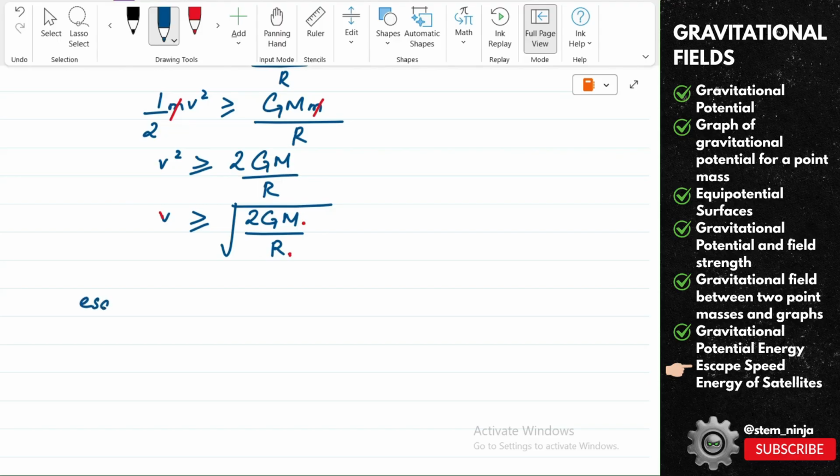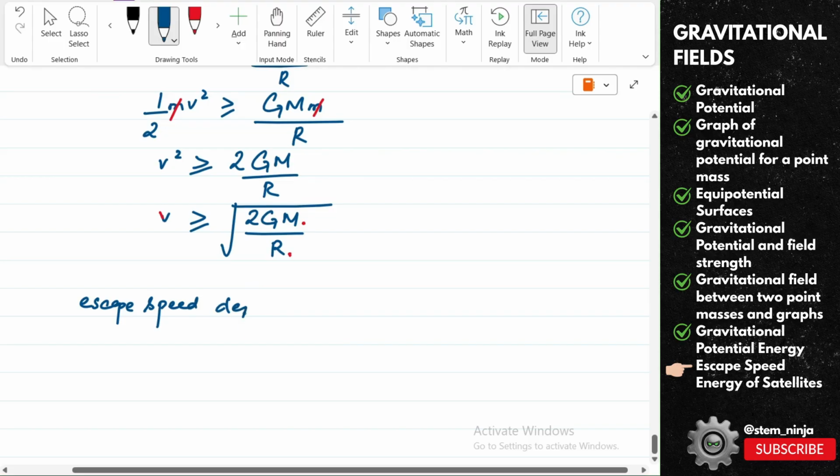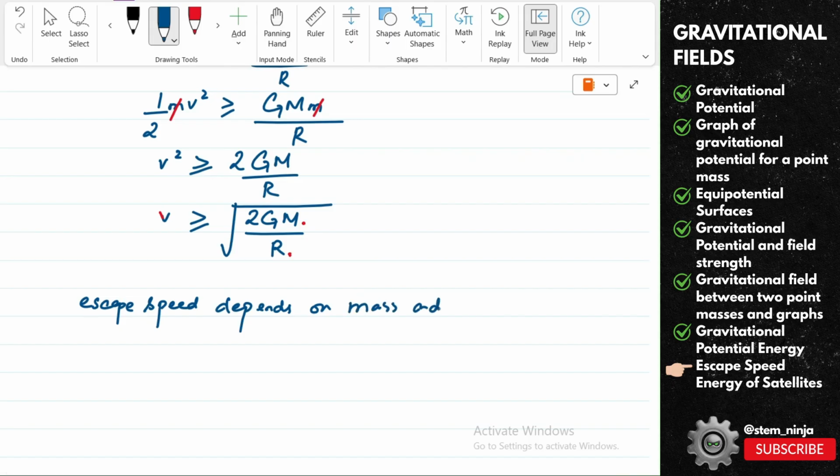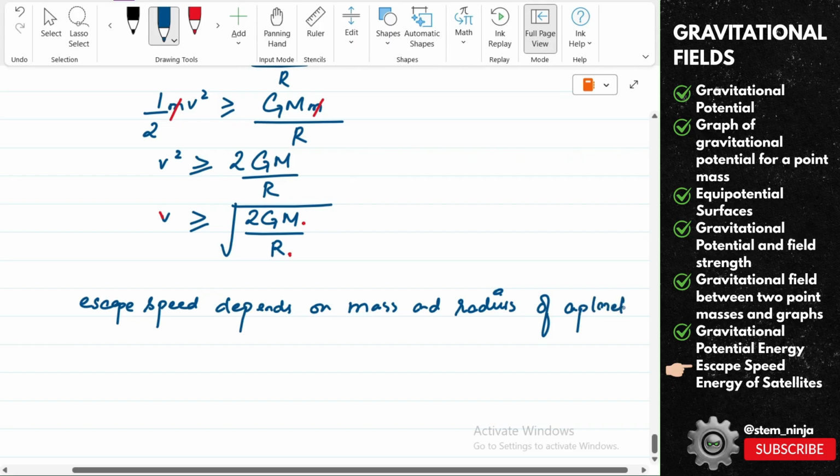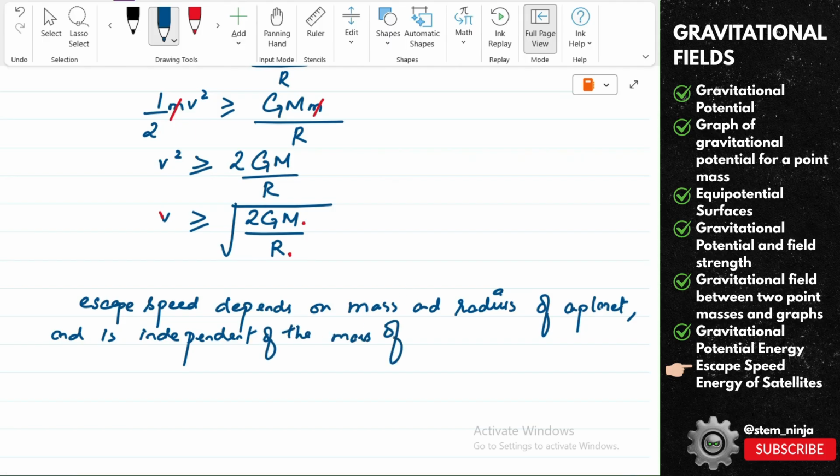So as you can see, escape speed depends on the mass and radius of the planet, and is independent of the mass of the object being launched.